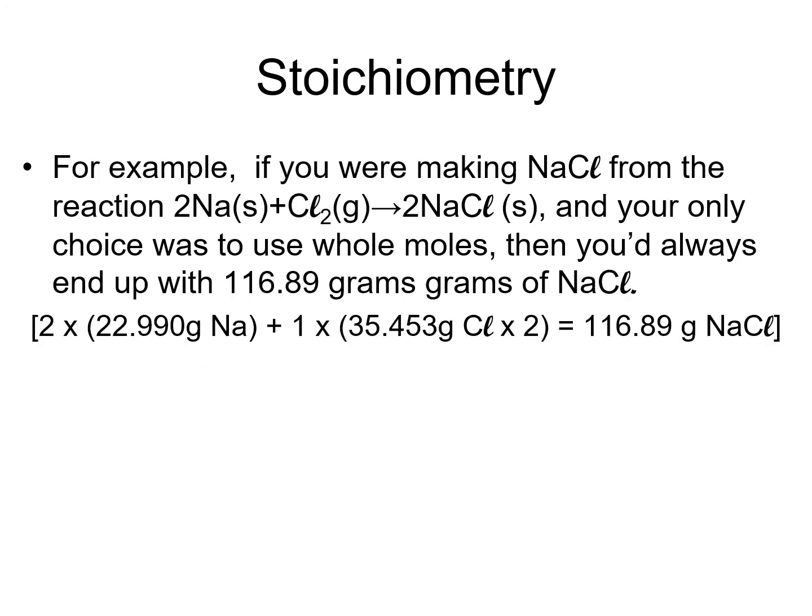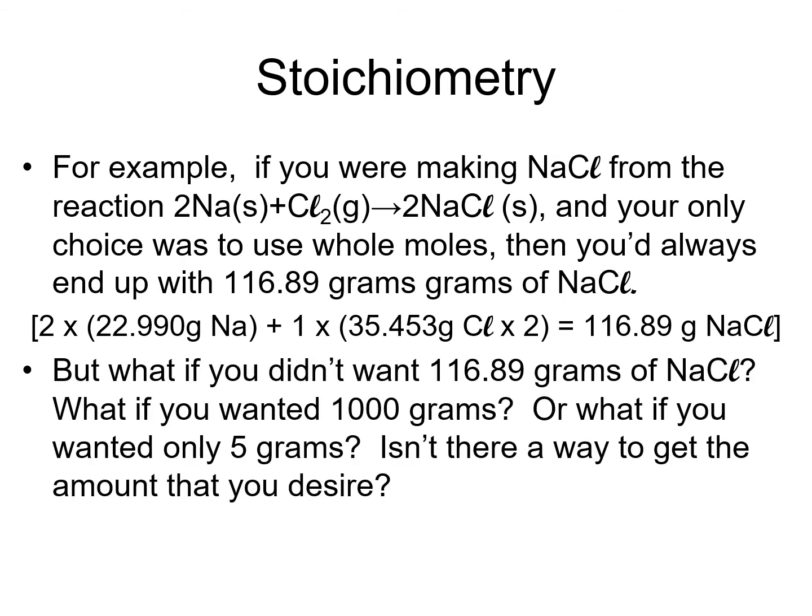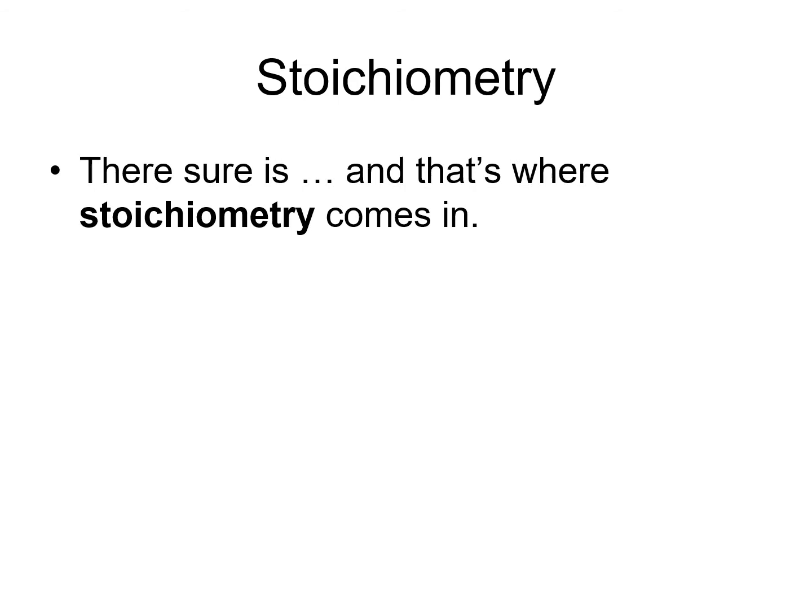So for example, if we were making sodium chloride and we always had to use whole moles, then we would always end up with 116.89 grams of sodium chloride, and that's ridiculous. What if we didn't want 116.89 grams? What if we wanted 1,000 grams or only 5 grams? There's got to be a way to calculate that. And of course, that's where stoichiometry comes in.